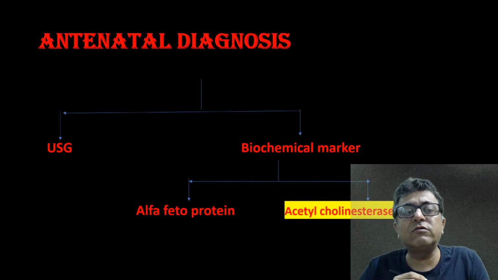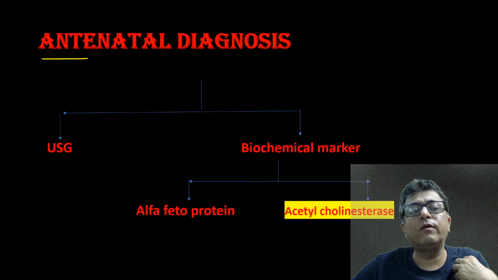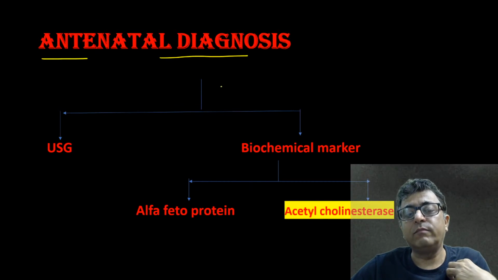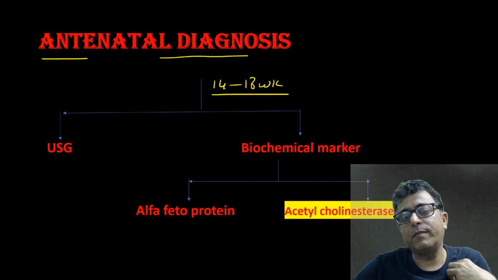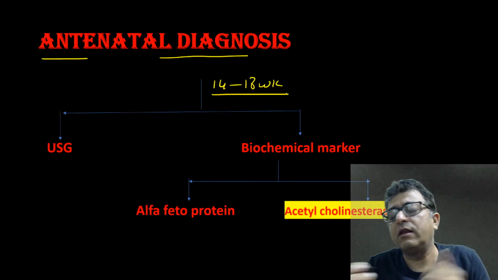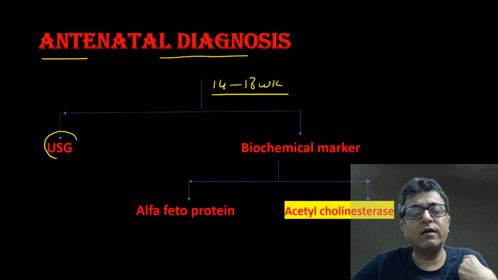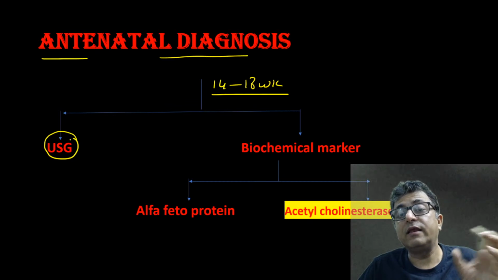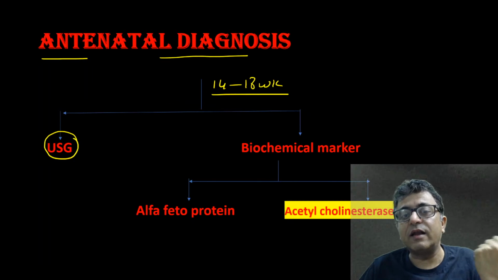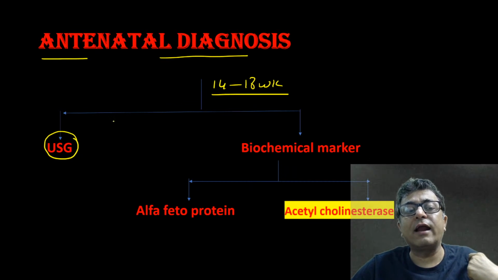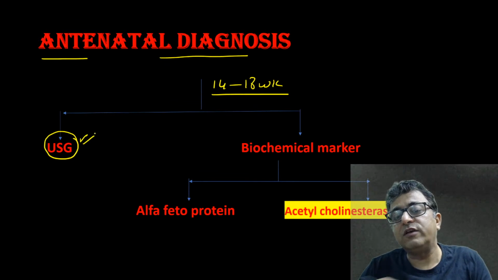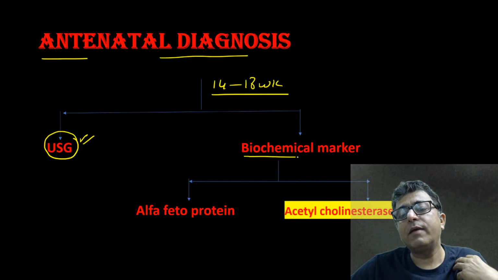So can we diagnose neural tube defect antenatally? Yes, we can easily diagnose neural tube defect antenatally, generally between 14 to 18 weeks of pregnancy, when we do the anomaly scan or blood investigation. By USG you can easily pick whether any sac is protruding from the spine or whether the skull is normal or not. Antenatal diagnosis is possible by USG and by biochemical marker.